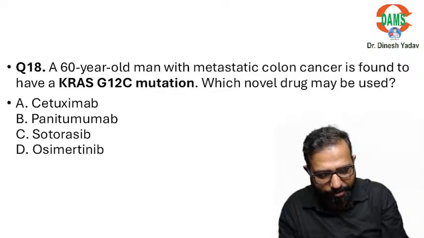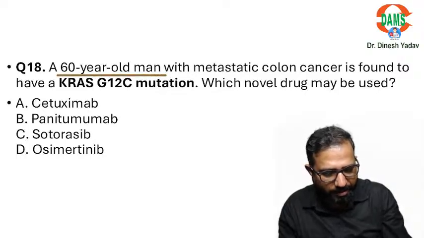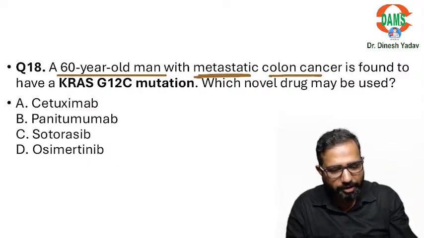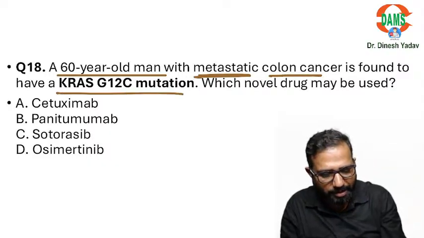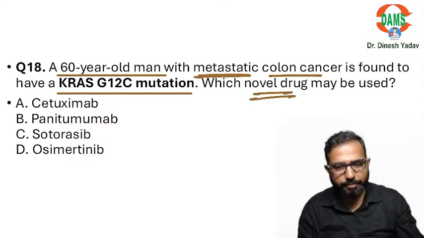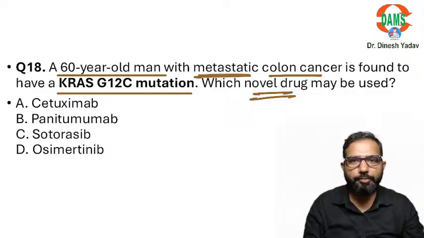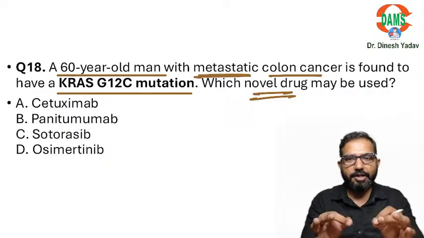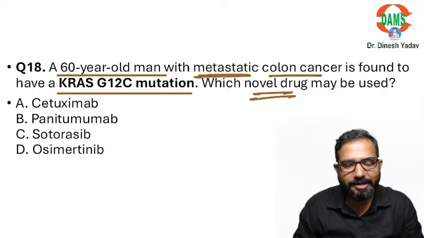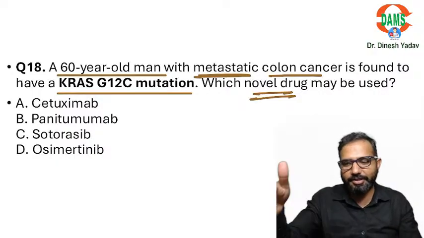Okay, next question. A 60-year-old man with metastatic colon cancer, again for my NEET PG students, this is very important, is found to have a KRAS mutation, KRAS G12C mutation. What is the novel drug used for this purpose? What is the novel drug for KRAS mutation? Because all the other questions have been asked except this KRAS G12C mutation. So definitely the number is this only.